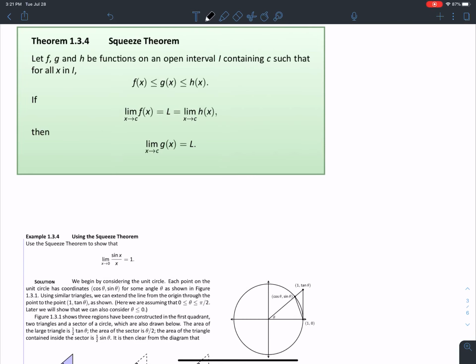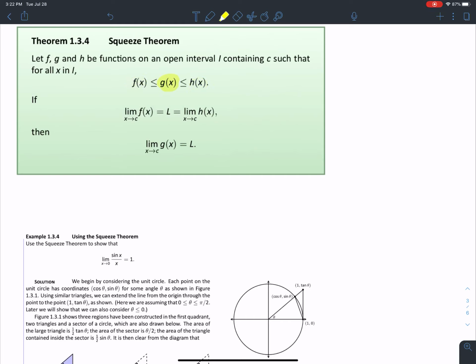So in this video, we're going to talk about the squeeze theorem, sometimes called the sandwich theorem. So let f, g, and h be three functions on some interval containing a number c, so that g of x is sandwiched, it's squeezed between f and h, okay?